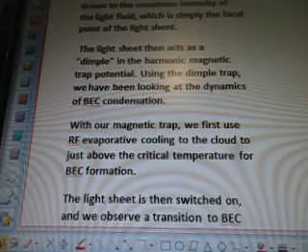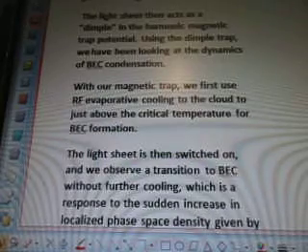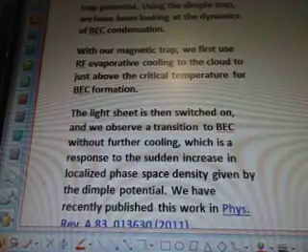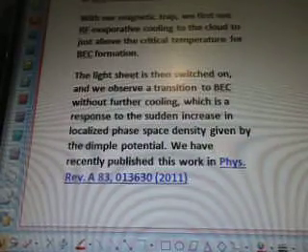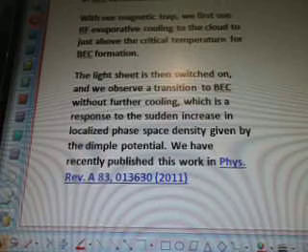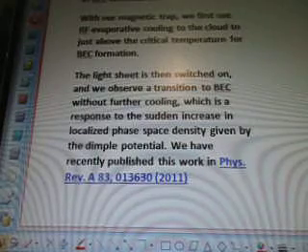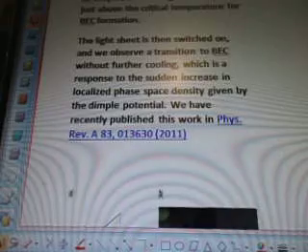With our magnetic trap, we first use RF evaporative cooling to cool the cloud to just above the critical temperature for BEC formation. The light sheet is then switched on, and we observe a transition to BEC without further cooling, which is a response to the sudden increase in localized phase space density given by the dimple potential. We have recently published this work in Phys. Rev. A, 2011.